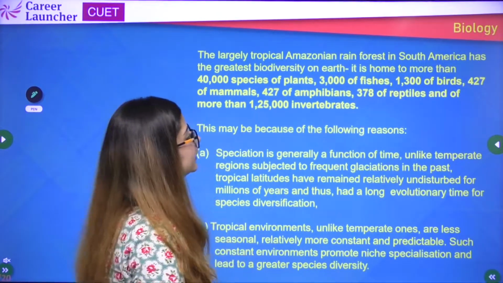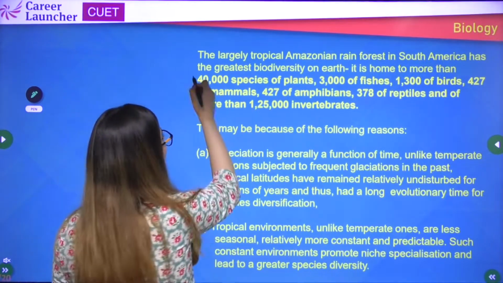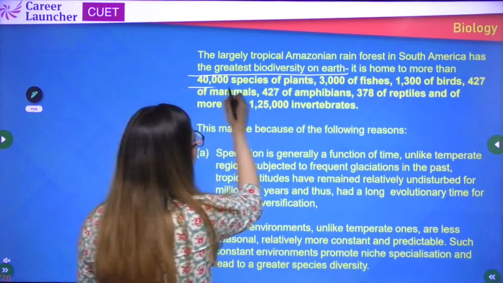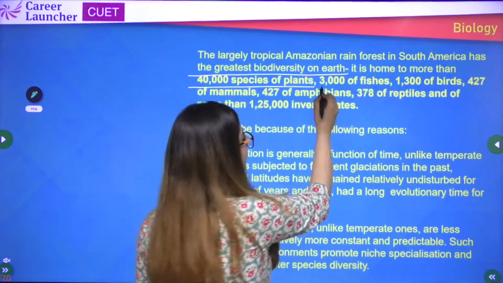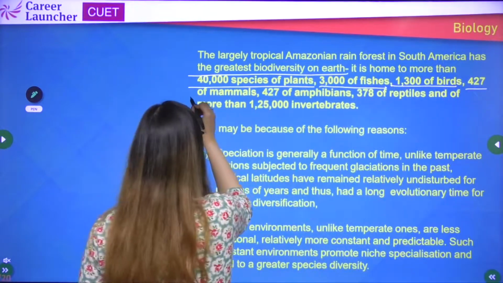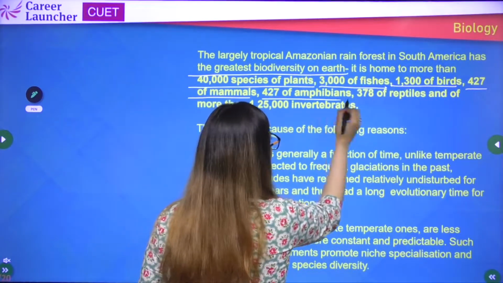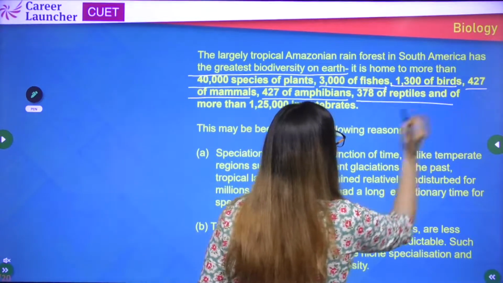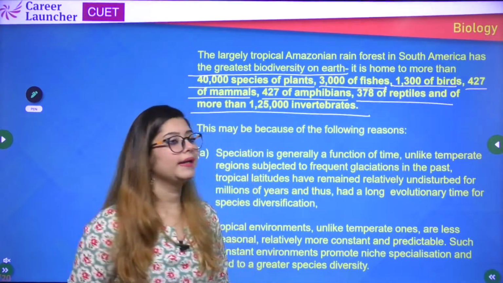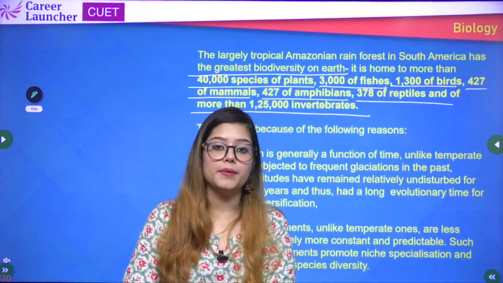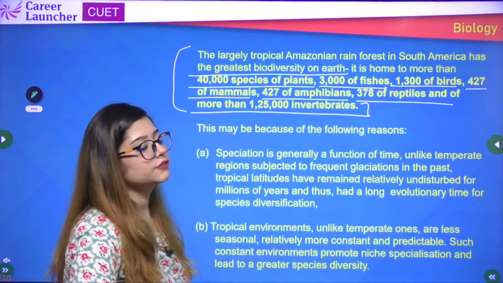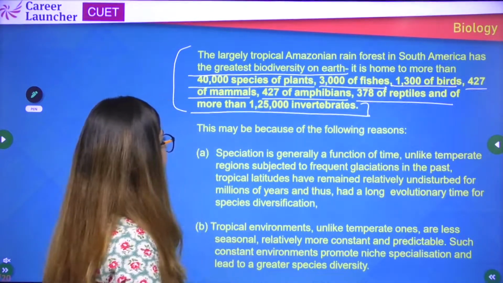Amazon rainforest, that is located in South America, has the greatest biodiversity on earth. It is a home to more than 4,000 species of plants, 3,000 species of fishes, 1,300 species of birds, 427 species of mammals, 427 species of amphibians, 378 of reptiles, and more than 1,25,000 invertebrates, right? So that is how rich it is as far as species diversity is concerned, right?